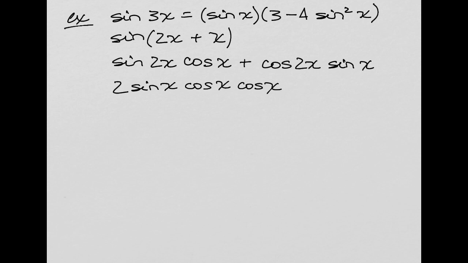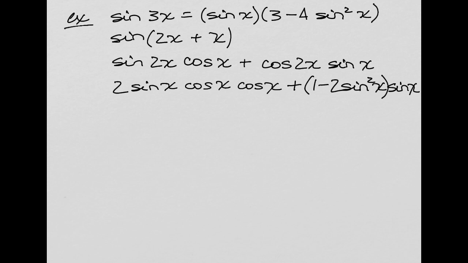Cosine of 2x, we have 3 choices for an identity for cosine of 2x. So I'm going to look at what I'm aiming for over here on the right, and notice there are only sines in there, not a cosine to be seen anywhere. So I'm going to use the version of cosine 2x that has only sines in it, which is 1 minus 2 sine squared x, and then times the sine x that's already there.